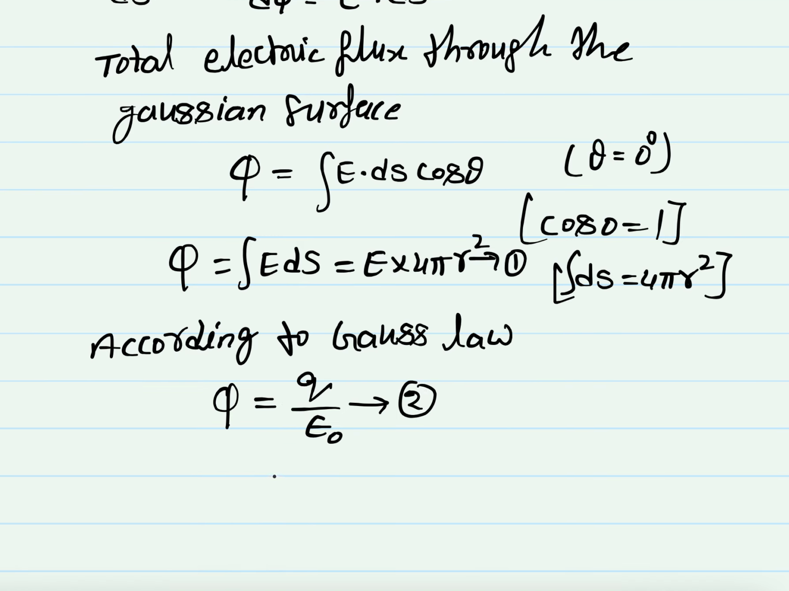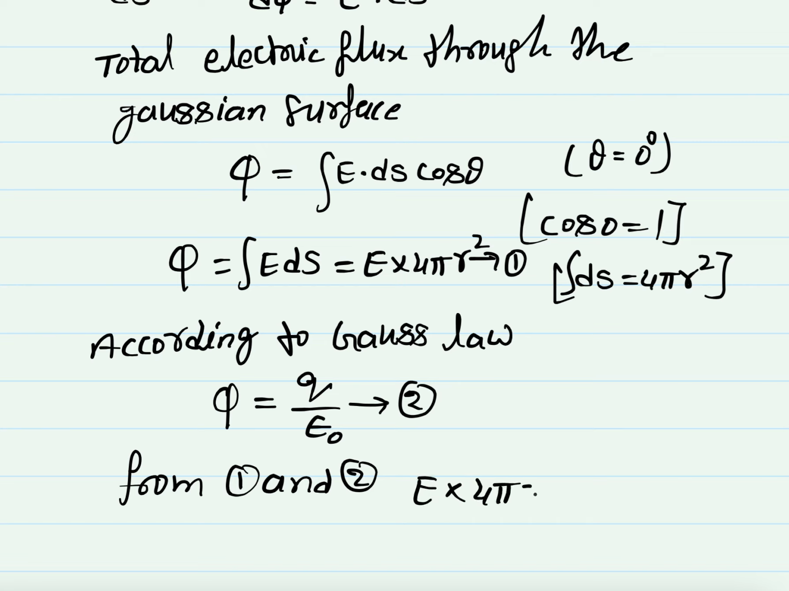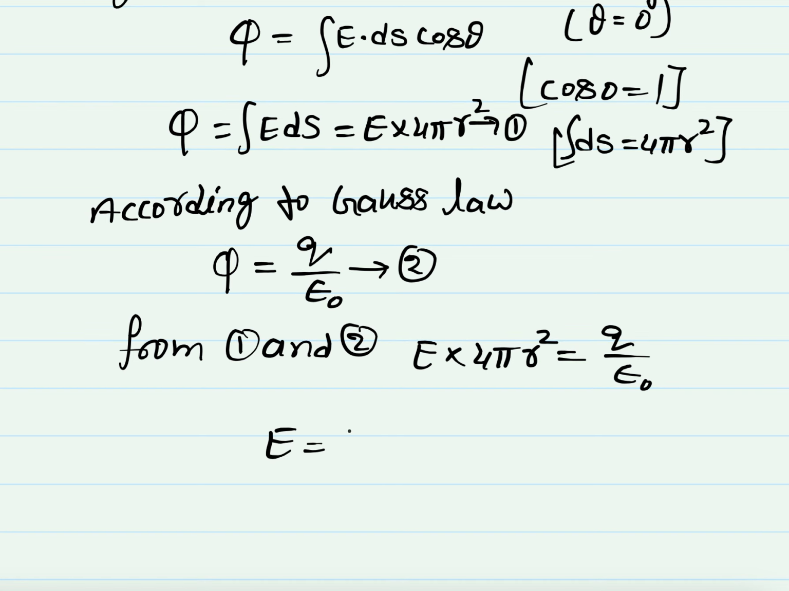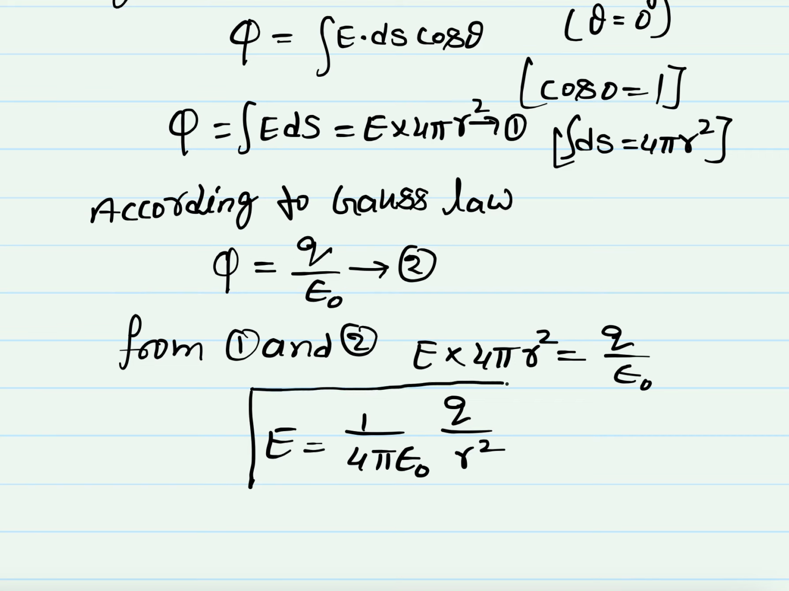From equation 1 and 2, the LHS are equal, so we can equate the RHS. That means E into 4 pi r square is equal to Q by epsilon naught. Then the electric field E is equal to 1 by 4 pi epsilon naught times Q by r square. This is the electric field due to a charged spherical shell when the point P lies outside the sphere.